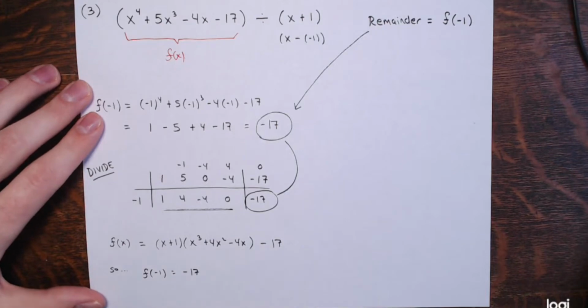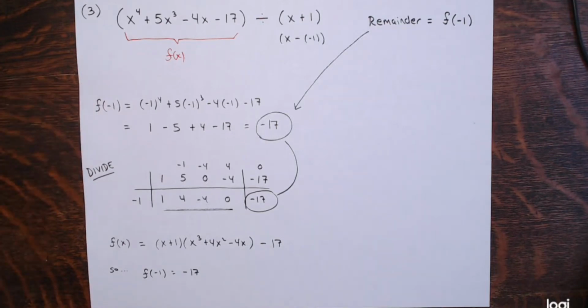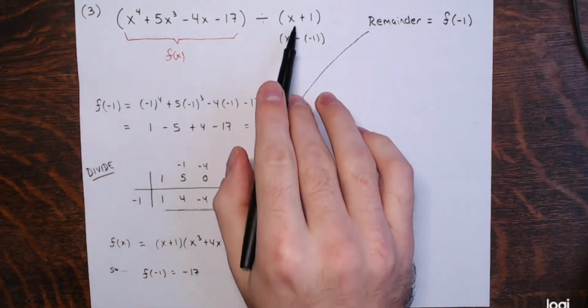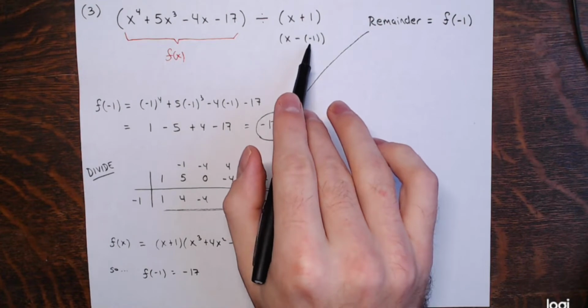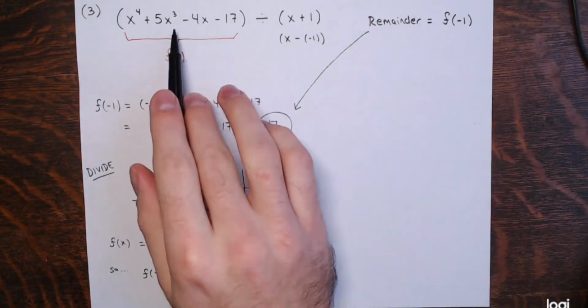And again, I'll say it almost every problem here, that's what the remainder theorem states. When you divide a polynomial by x minus k, the remainder will just be the value of that polynomial, the value of the dividend at k.